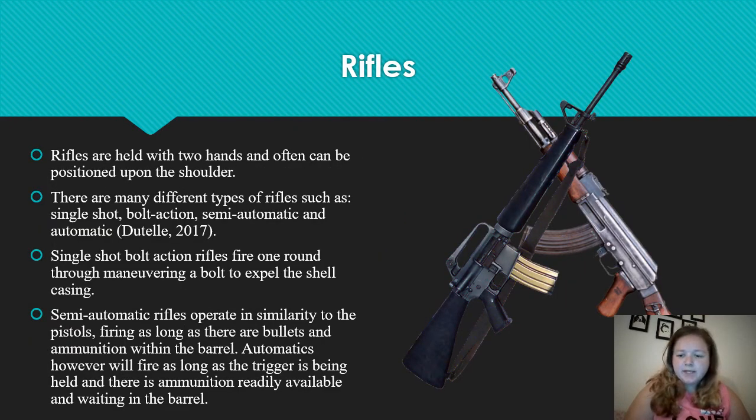Rifles are held with two hands. They're placed upon the shoulder. There are many different types of rifles, such as single shot, bolt action, semi-automatic, and automatic. The semi-automatic operates in a very similar manner as the semi-automatic pistol. The automatics, however, will fire as long as the trigger is being held and there's ammunition within the barrel.